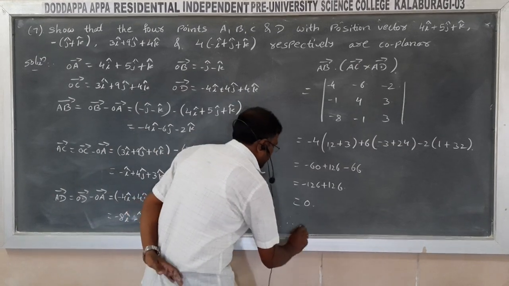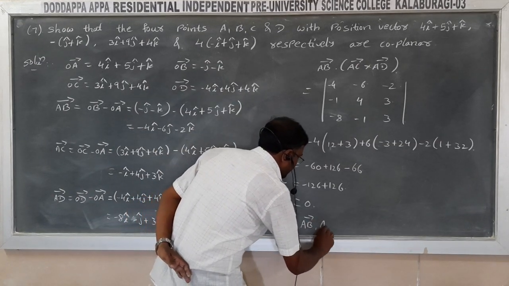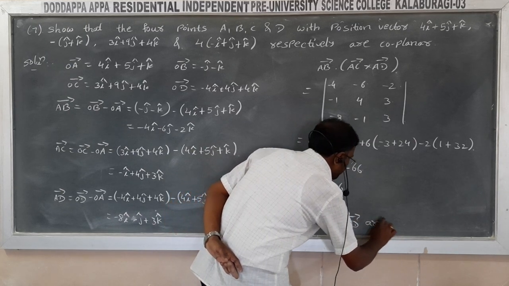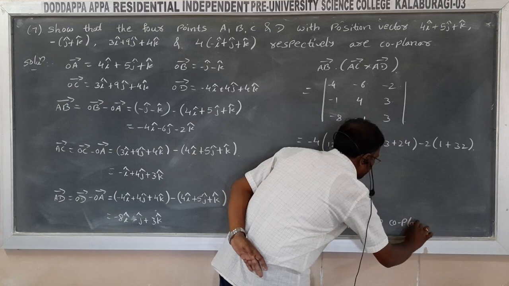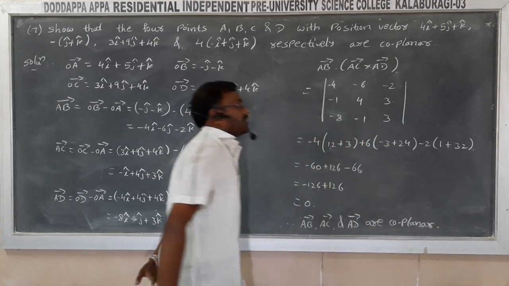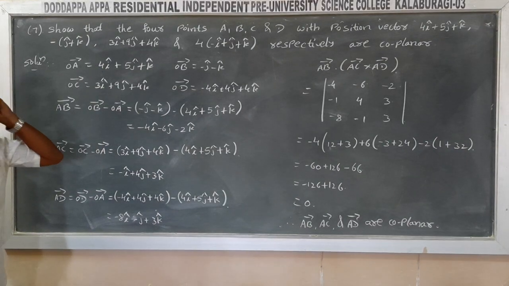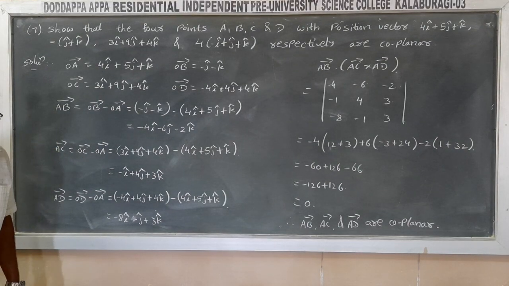Therefore, vector AB, vector AC and vector AD are coplanar. Okay. This is the method of finding whether 4 points are coplanar when they are given. Right?